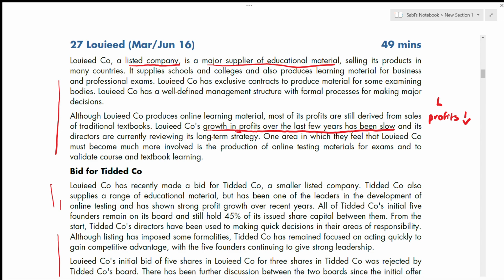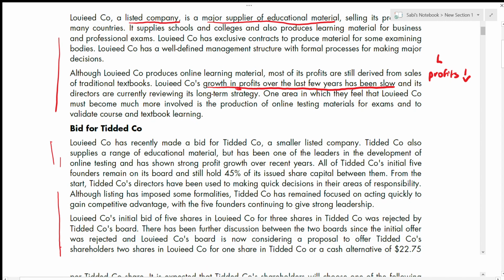And its directors are currently reviewing its long-term strategy. One area in which they feel that Louieed company must become much more involved is the production of online testing material for exams and to validate course and textbook learning. Now let's go for the TTET companies. Louieed company has recently made a bid for TTET company, a smaller listed company. So this is a smaller listed company.